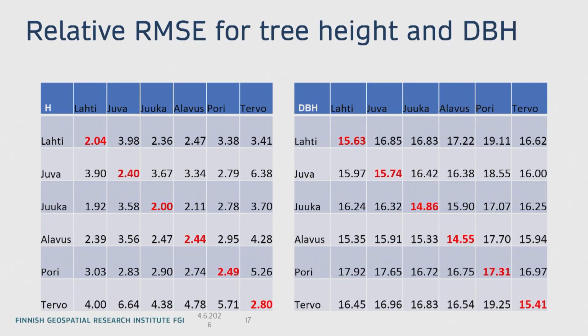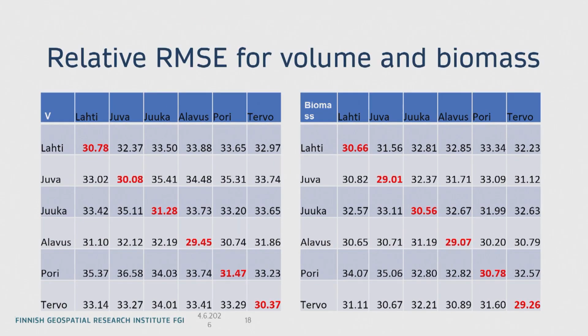Then if you look at the other, there is this 2%, so that's actually the height accuracy, it's 2%. So we are talking about half a meter accuracy, or sometimes 1 meter. If we talk about diameter at breast height, even with this national data, it's 15%. And this 15% means actually that it's 30% for the volume and biomass.